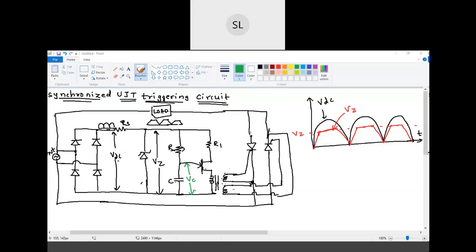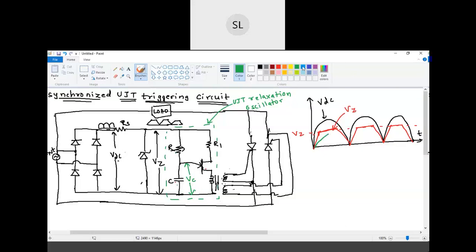So here this is nothing but what? This is a relaxation oscillator, right? So this part is the UJT relaxation oscillator. As soon as this VZ has been applied as voltage across this relaxation oscillator, what will happen? The capacitor will start charging through this resistor R towards this VZ, right? So the capacitor will start charging towards VZ like this.